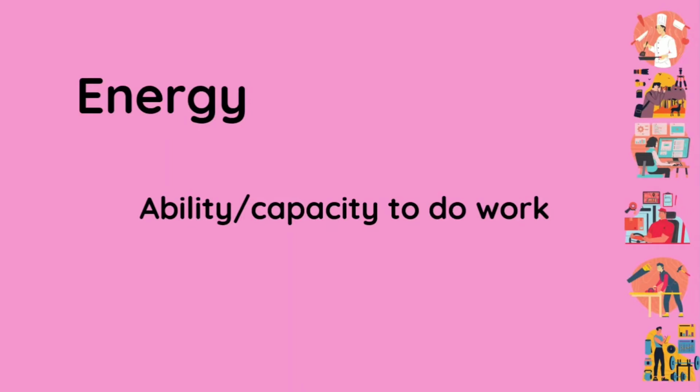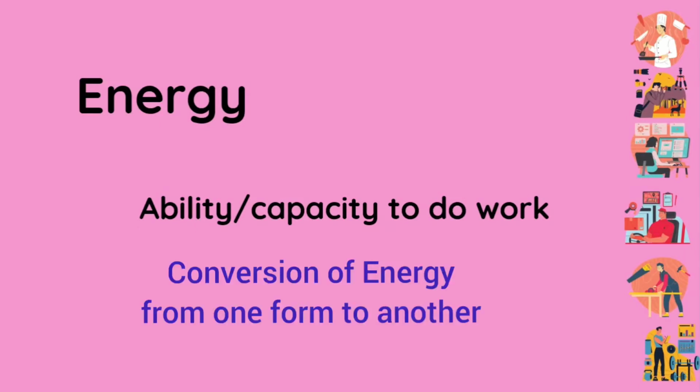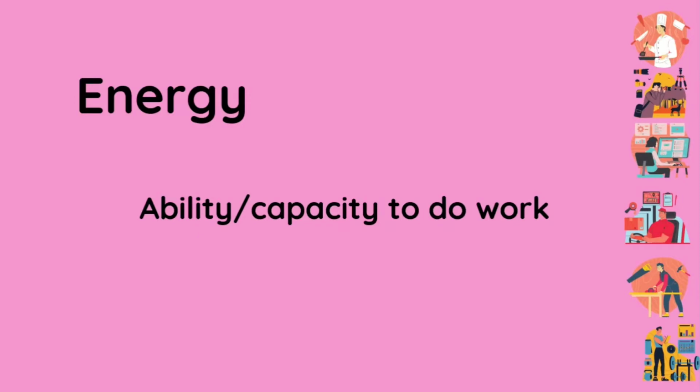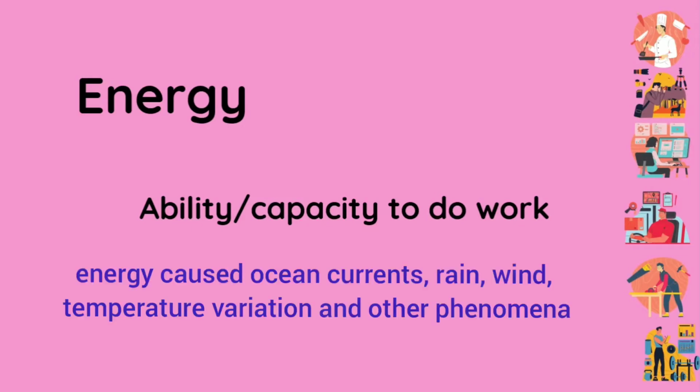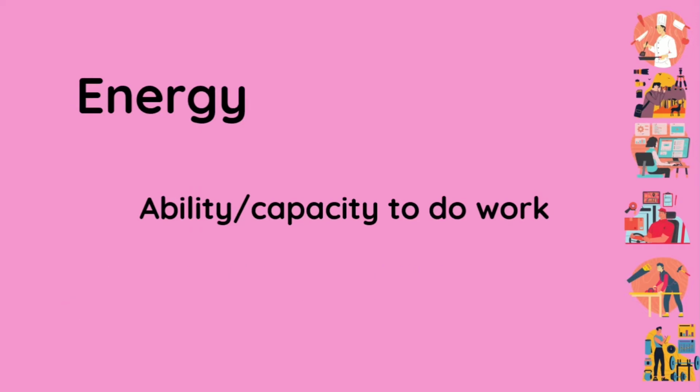Every living and dynamic process in nature involves the conversion of energy from one form to another. These transformations are important for powering the machines that man builds and uses. They cause ocean currents, rain, wind, temperature variations, and all other phenomena related to the Earth's climate. In this video lesson, you will understand the two forms or types of energy in mechanics, or the mechanical forms of energy.